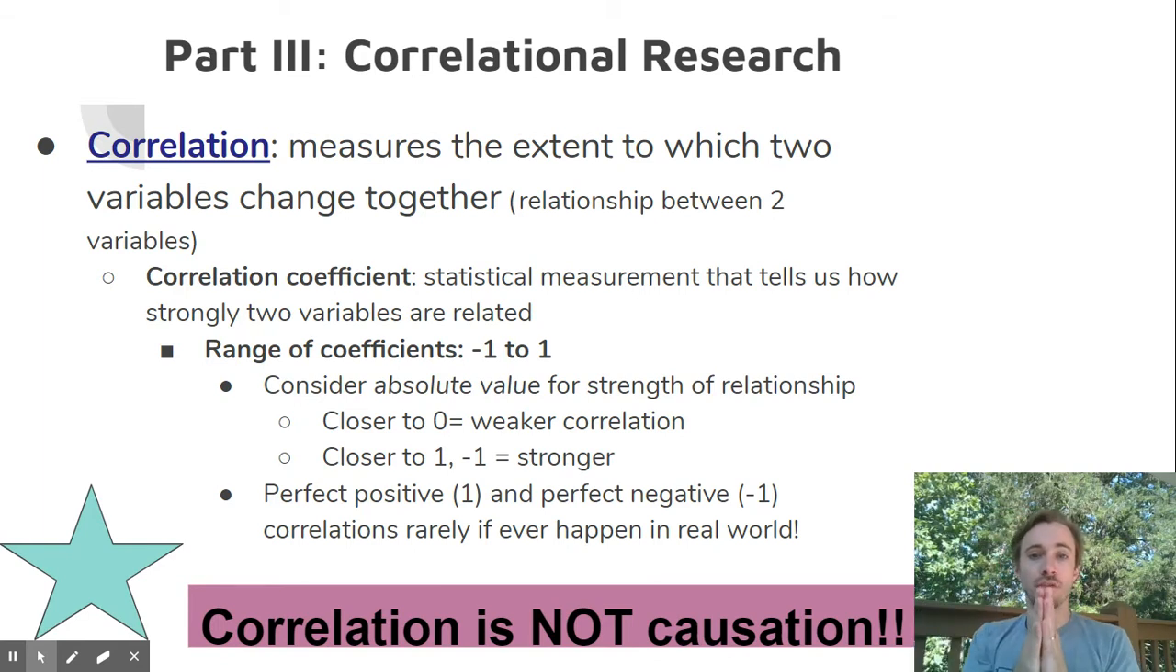So correlation coefficient, if we start at 0, we're going to 1, be a very strong positive correlation. If we're going to -1, it's a very strong negative correlation. Okay, so 1 and -1 are the strongest correlations. All right.